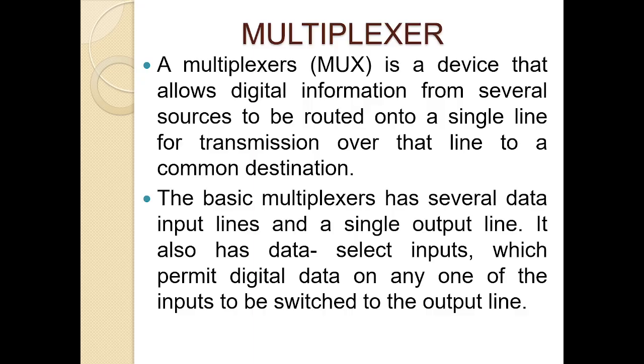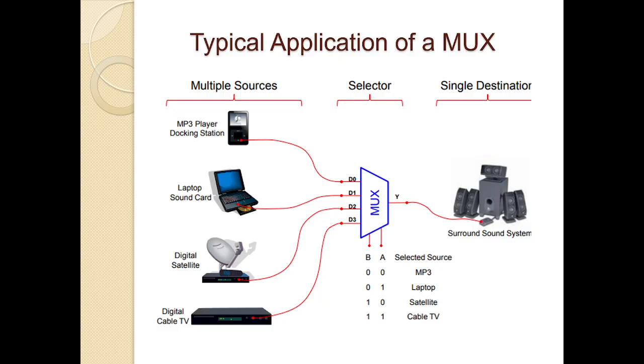A multiplexer is a device that allows digital information from several sources to be routed onto a single line for transmission over that line to a common destination. The basic multiplexer has several data input lines and a single output line. It also has data select inputs which permit digital data on any one of the inputs to be switched to the output line. An application of a multiplexer is that we can play songs in the sound system through our MP3 player, laptop, digital satellite and digital cable TV.